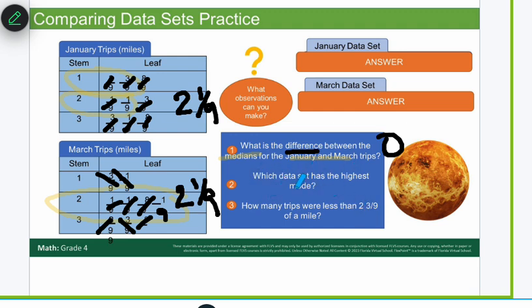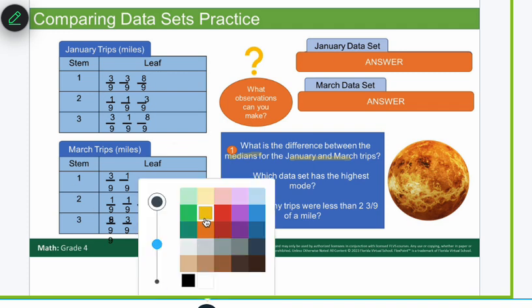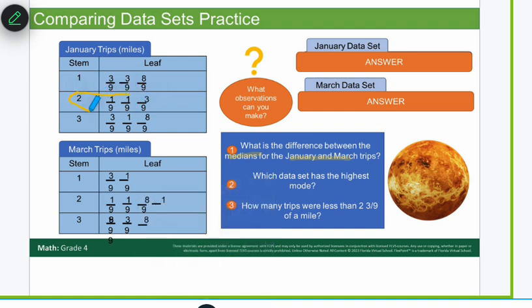Which data set has the highest mode? So remember, mode is most often occurring, MO and mode, MO and most. So when I look at my numbers that occur the most frequently in each data set, so I see that my most frequently occurring number, I have 2 1/9 here, and then 1 3/9 there. So this is a bimodal number because there are 2 modes in this one.